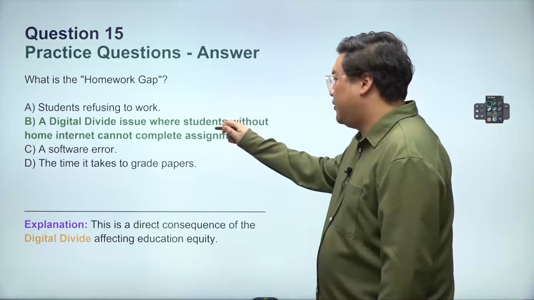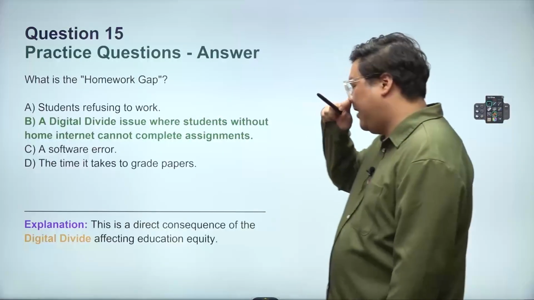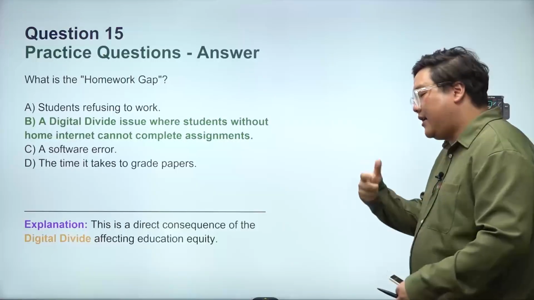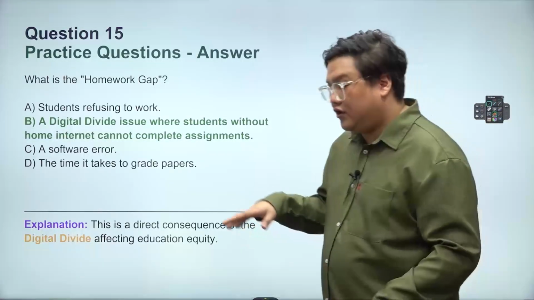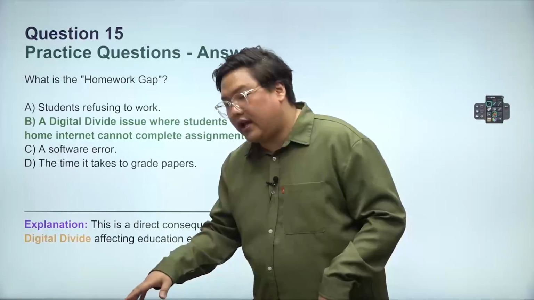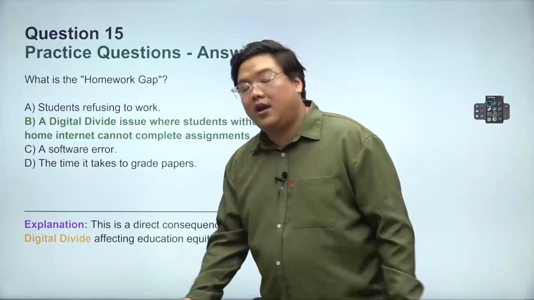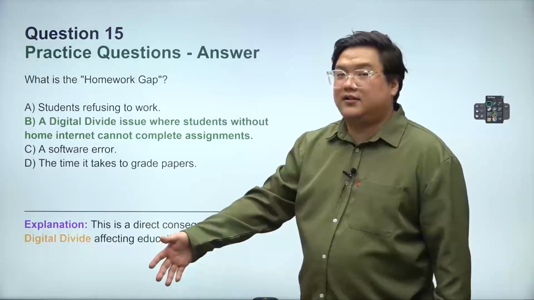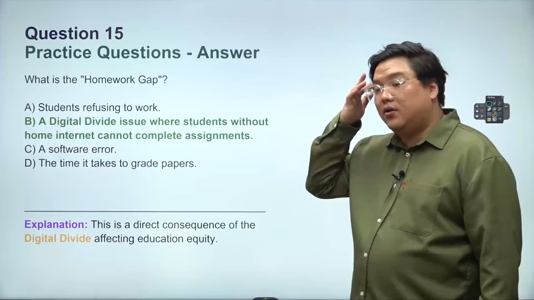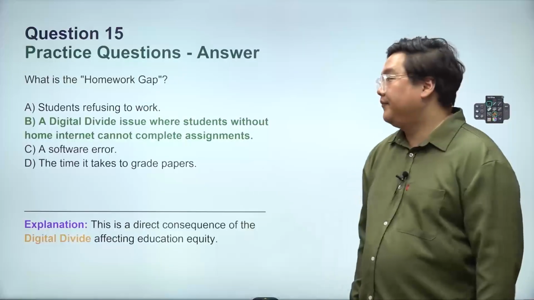And using a computer, maybe I went too fast probably. So a digital divide issue where students without home internet cannot complete assignments. So remember, just imagine you have a student who has Wi-Fi at home versus a student who does not. So that student has to go to like public library to access the internet. And like if the library closes, then the student can no longer continue with the homework. Okay.